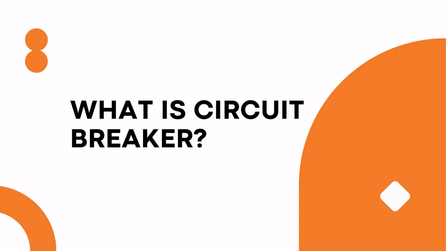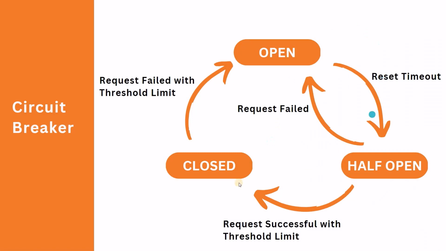So a circuit breaker keeps track of the responses by wrapping the call to the remote service. Now here is the thing. This circuit breaker internally uses some states. Let's check out this diagram, which has the open, half open, and closed states.